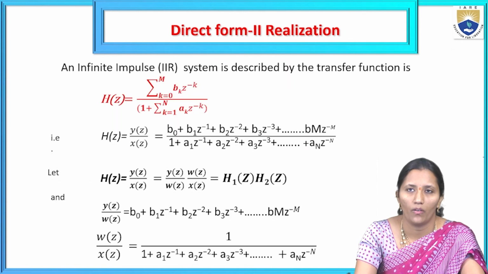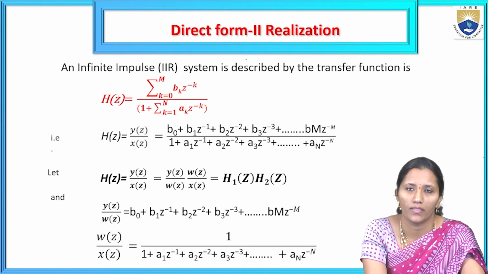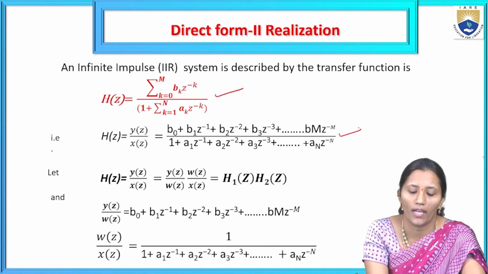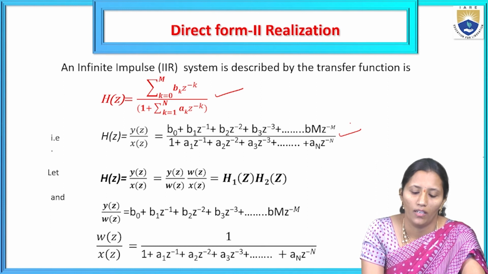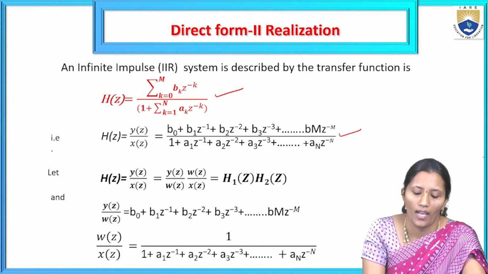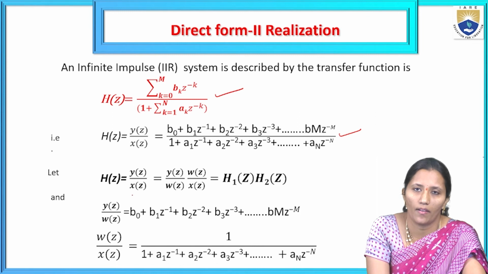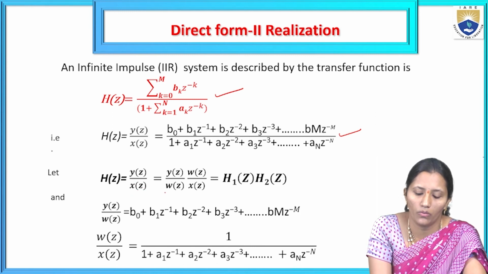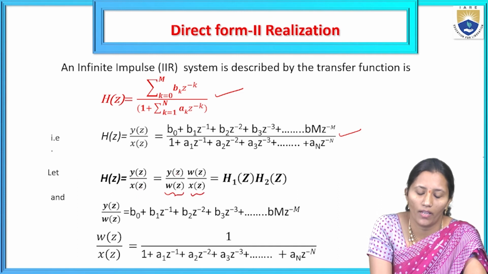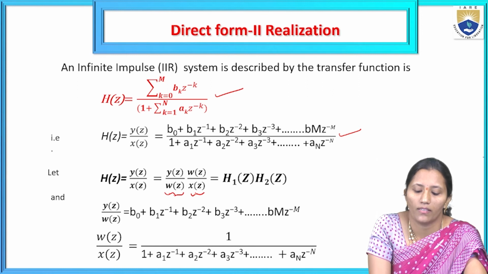So first we will see how to realize the direct form 2 realization. Here we are taking the transfer function of the IIR filter and expanding that H of z by substituting k values. We divide this Y of z by X of z into two terms. We can write Y of z by X of z as Y of z by W of z and W of z by X of z.